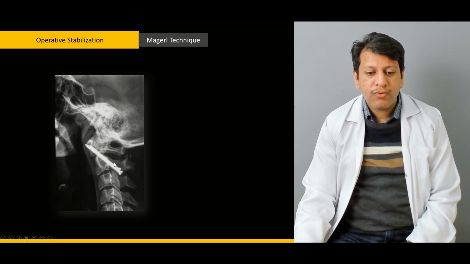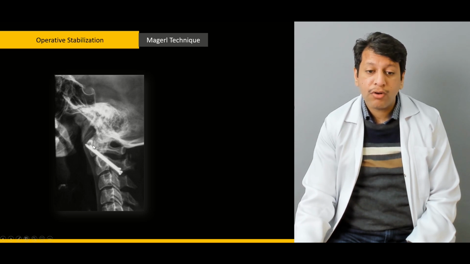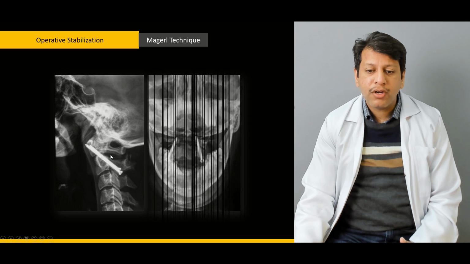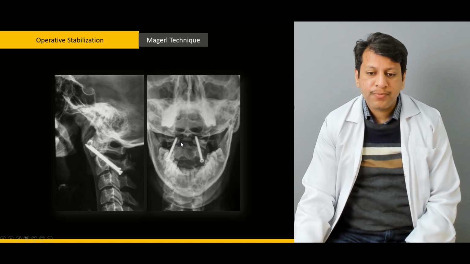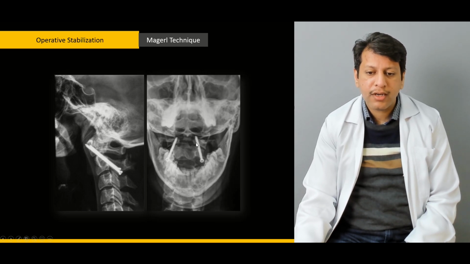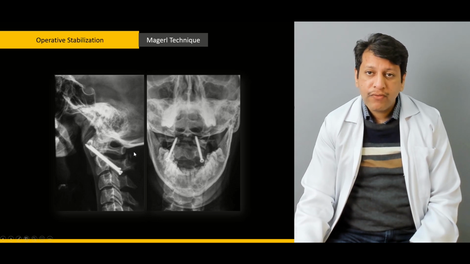This is going from C2 to C1. Although you can appreciate definite periarticular osteopenia, periarticular loss of bone, fixing this construct would lead to, on an AP view, it looks like this, that both the arches are being fixed in this manner. So this is one way of fixing it, to prevent further subluxation.